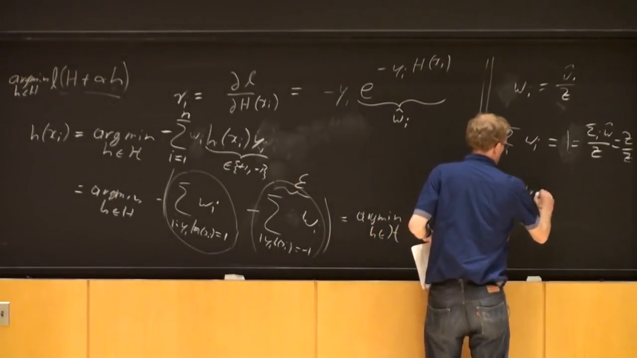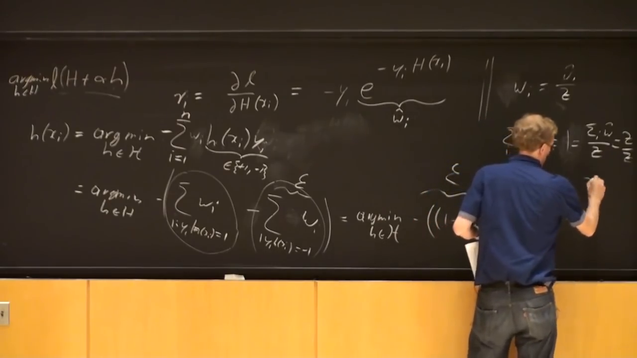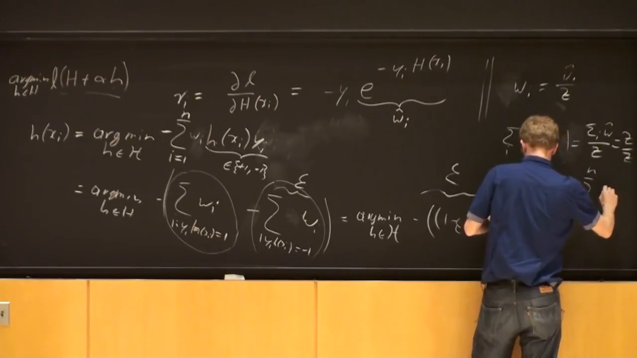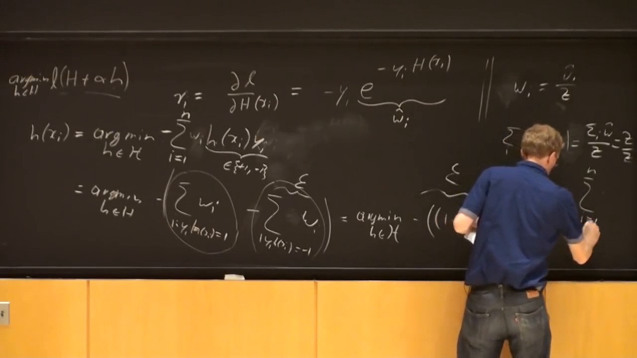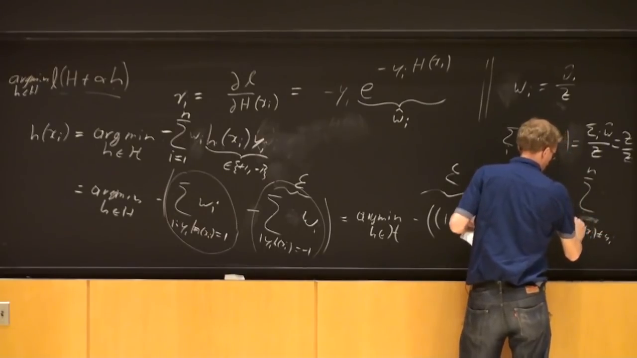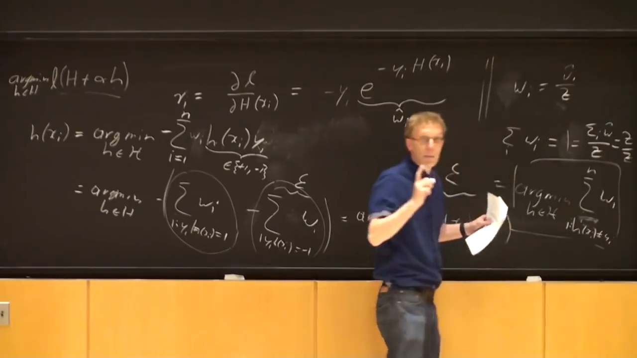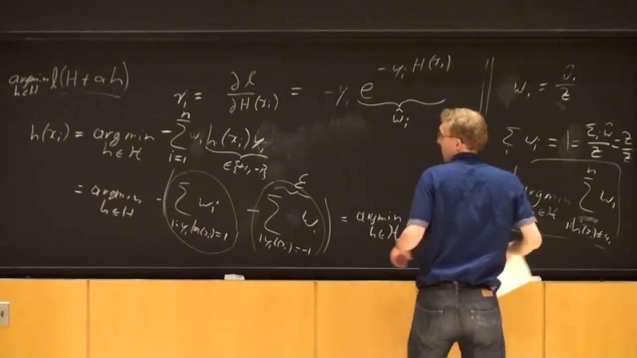So what we are minimizing is the sum over all i equals 1 to n of the indicator that h of xi is not equal to yi, times wi. Let me illustrate to you what that means.